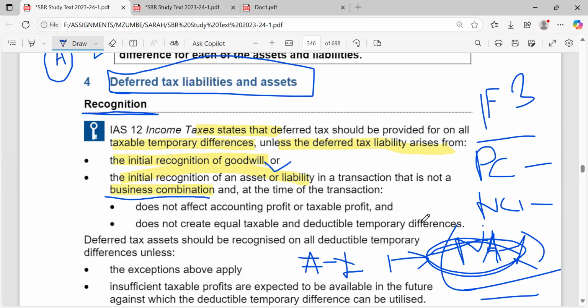My friend, this one is a very, very important point, and I think we should go through it again and again, right? Whenever you encounter complex matters, it is very essential. I'm repeating again, it is said that deferred tax should be provided on all temporary tax differences. So whatever temporary tax difference you find, you should consider them unless this deferred tax liability arises.